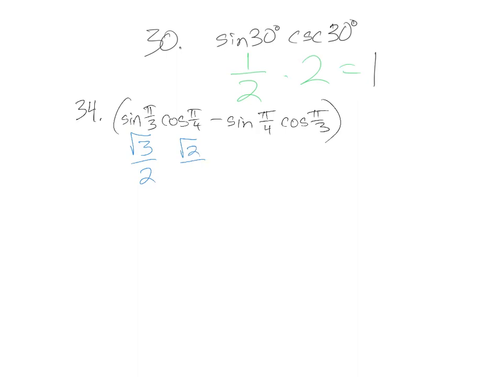Square root of 2 over 2. Okay, and that's a multiplication minus sine of pi over 4, square root of 2 over 2. Good. Look at you guys, all experts at that. Cosine of 60 degrees, 1/2. And now you just do the math. So square root of 6 over 4 minus the square root of 2 over 4. So we're going to say that's the square root of 6 minus the square root of 2, all over 4.